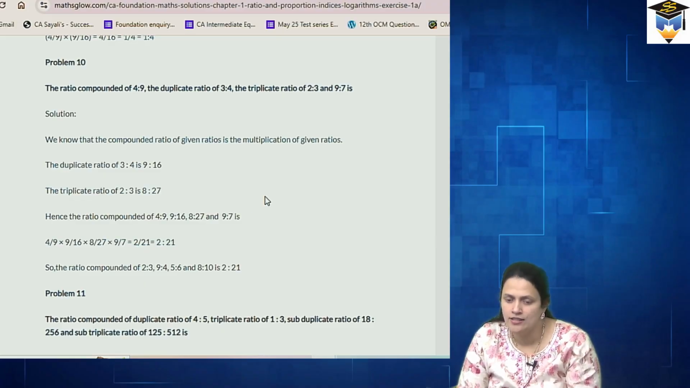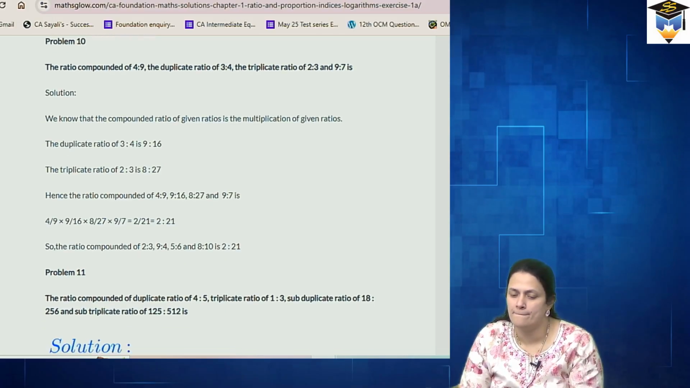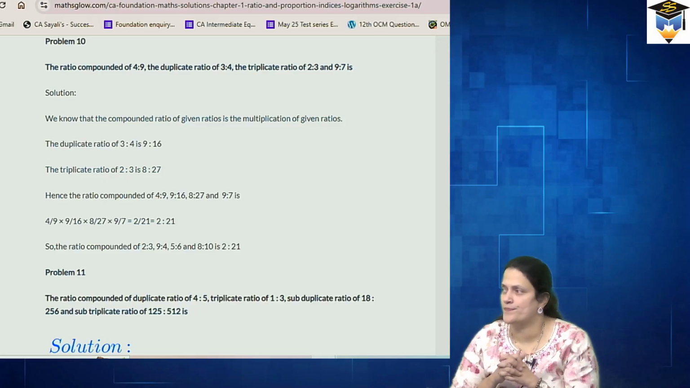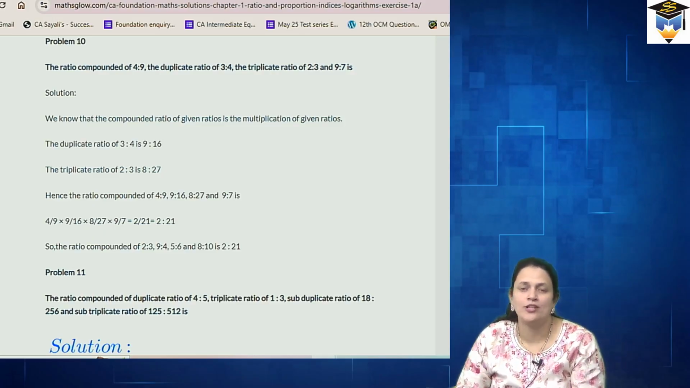So the answer is 2:21 after reducing it to the lowest form. Check whether you get 2/21 after you reduce it to the lowest form. 2/21, correct. So that is option C for problem number 10, exercise 1A.